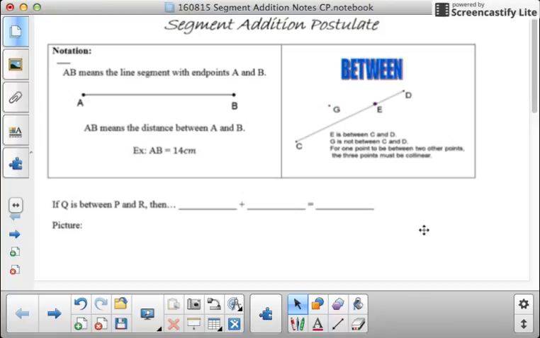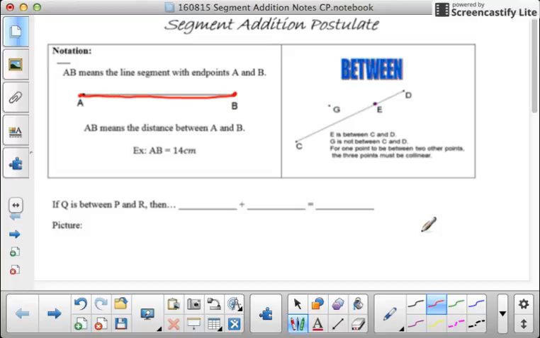Some quick things to realize when I look at this line, AB, when I think about notation: AB with a line on top means a line segment with endpoints A and B. However, when I forget to put the line on top, or purposefully don't put it there, that means I'm talking about the distance, how long the line is, or the distance between A and B. For example, AB might look like 14 centimeters.